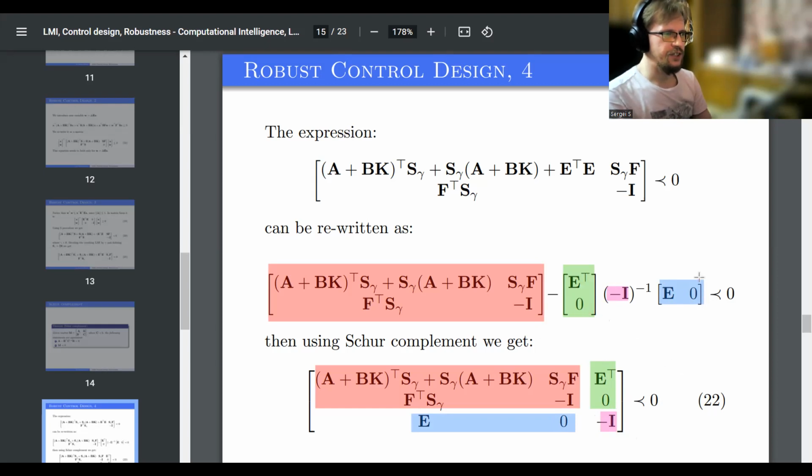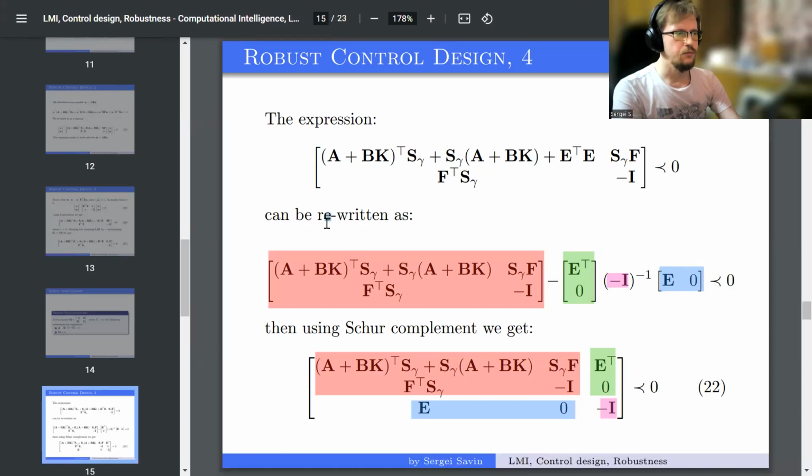And if this is negative definite, then this will be negative definite. Minus I is always going to be negative definite. That is just absolutely true. Now, this is still not a solution because it is still not linear in the decision variables. We still have decision variables here multiplying each other.